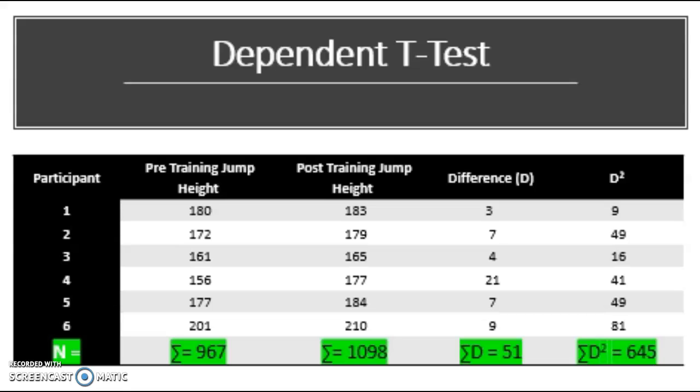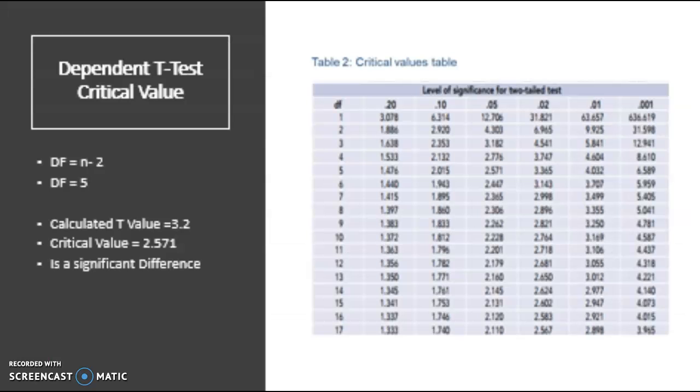So then we have the dependent test. I had to work out the difference and difference squared, which was quite easy. So you just did the higher value minus the lower value, which was post-training minus pre-training jump, which gave us the difference, and the difference squared was just to square that. Then I was able to get the values below underneath the other ones. I then put this into the equation, which then gave me the value of 3.2.